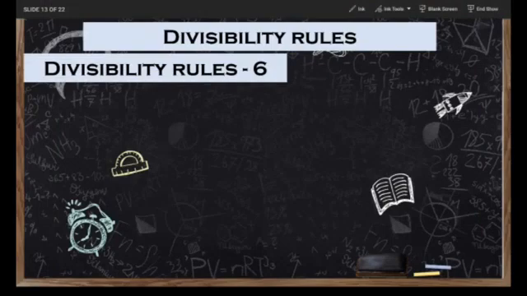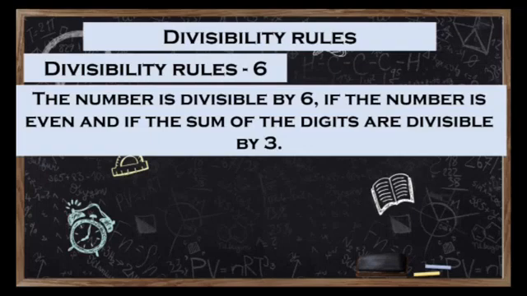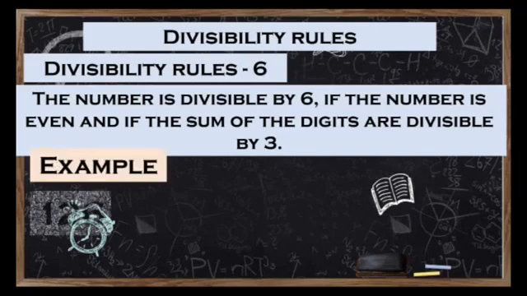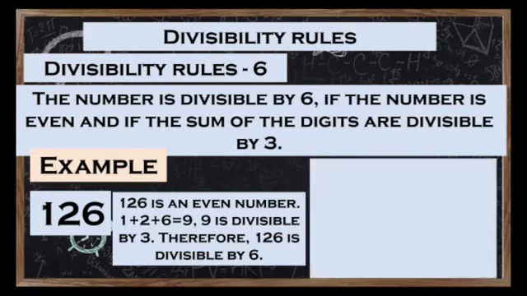Divisibility rules by 6. The number is divisible by 6 if the number is even and if the sum of the digits is divisible by 3. Example, 126. 126 is an even number. 1 plus 2 plus 6 is equal to 9. 9 is divisible by 3. Therefore, 126 is divisible by 6. Let us check.